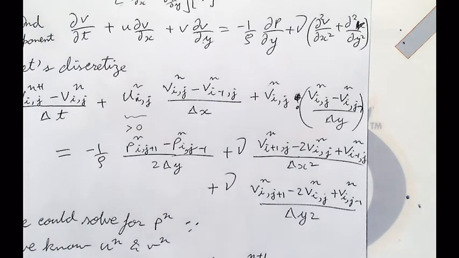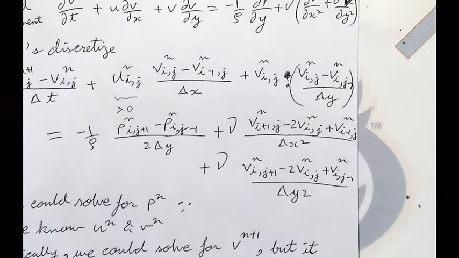So why should it satisfy continuity? Why should the new solution satisfy continuity? It's a very special condition, del dot u equals 0. There is no reason for the new solution to satisfy continuity. Does that make sense?